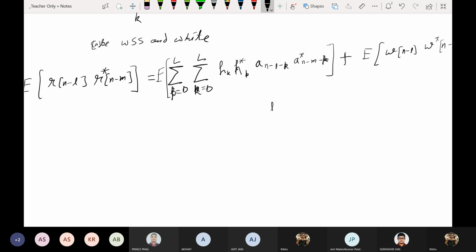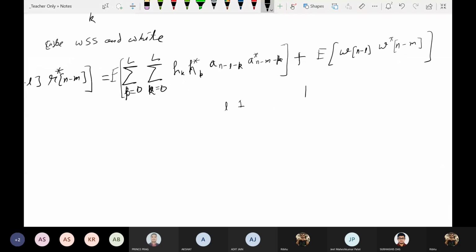Okay, this is L, this is 1. Okay, fine. So this beast, now, thankfully, okay, let me clear this. So this thing, thankfully, is an expectation and not delta L minus M. Fine. Noise is white. Here, the expectation goes inside.